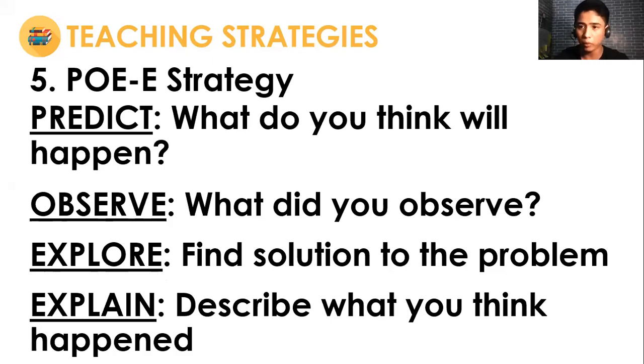And then next, they observe what will happen. This is when they conduct the experiment. They observe, they record data and interpretations. Next, explore, find a solution to the problem. So when they are already done conducting the experiment or the demonstration, they find a solution to the problem that they have identified. And then they explain, describe what you think happened. This is their interpretation and analysis of the whole activity. So you can use it in the experimental method or in the problem-solving method. Okay? So it's up to you how you will fit these strategies in your teaching method or teaching techniques.